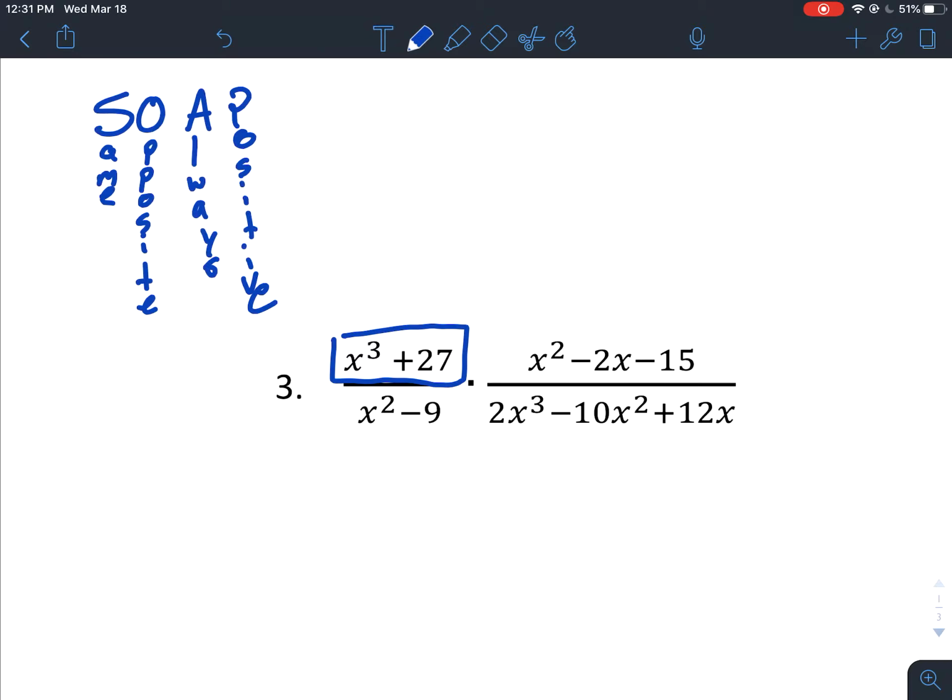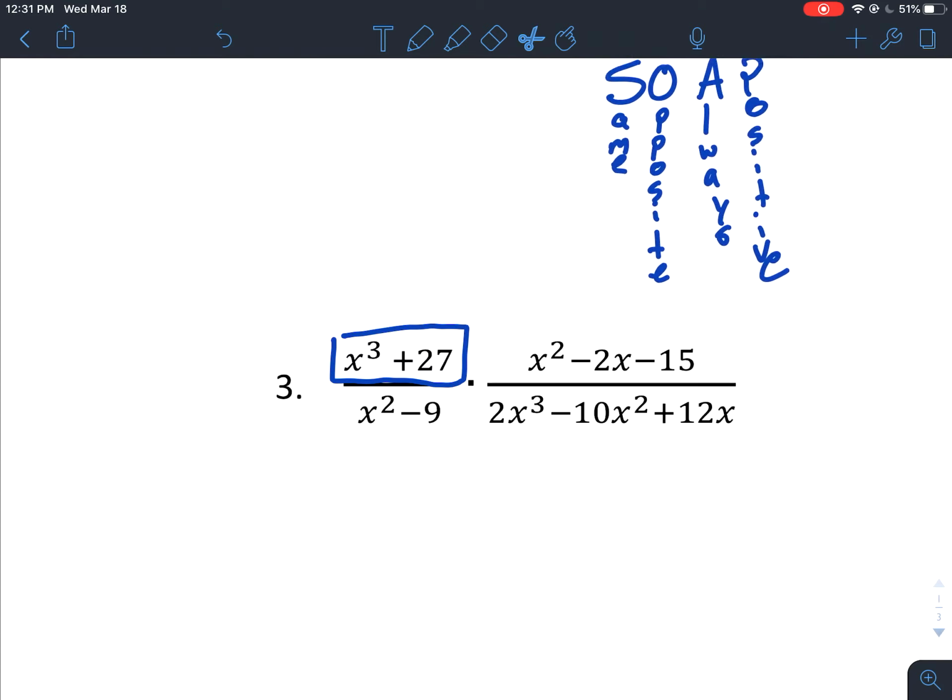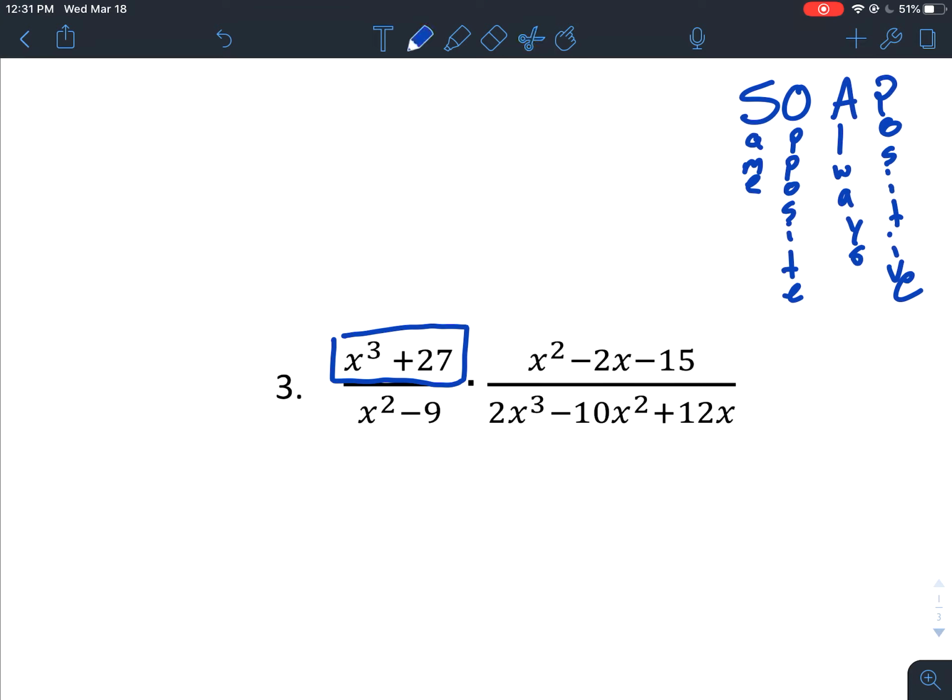So then we build this set of parentheses here, which I'll move off to the side. And whether it's a sum of cubes or a difference of cubes, it's always the same: it's always a squared, ab, b squared. So that's the factoring. And then SOAP is going to tell us the symbols, right? Same would stand for plus, opposite would stand for minus, always positive would stand for plus. So that's how those are going to get filled in.